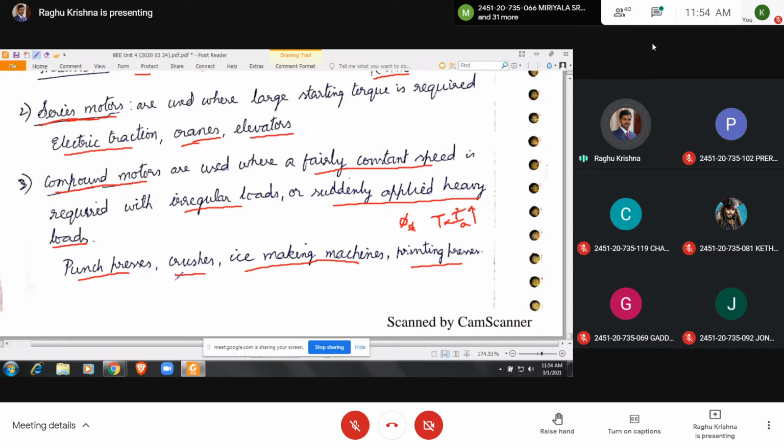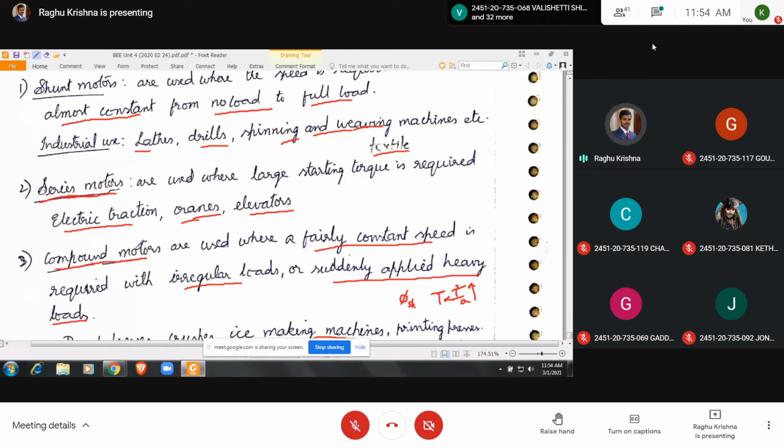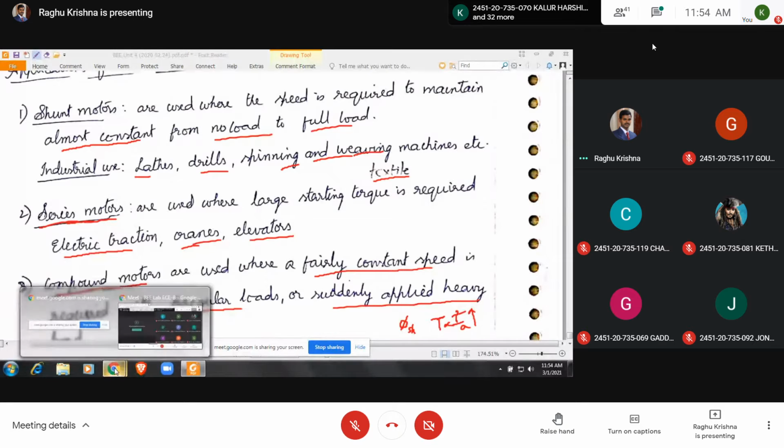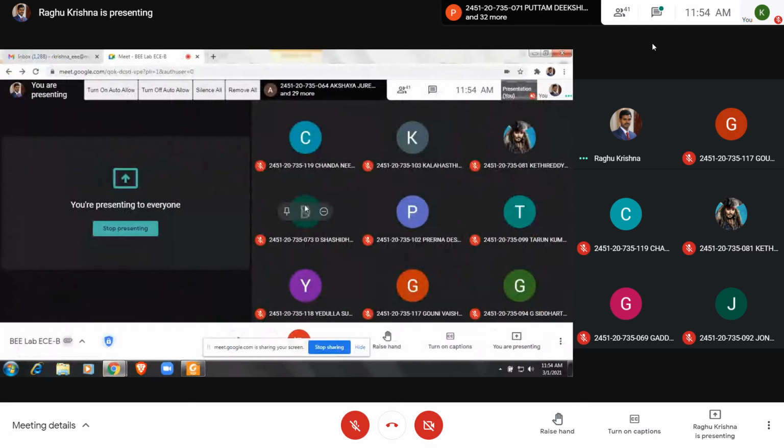So this is about the applications of different types of DC motors. If you have any doubts in these applications, you can ask me, or you can type in the chat box.